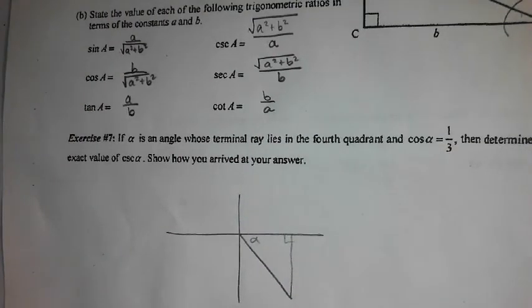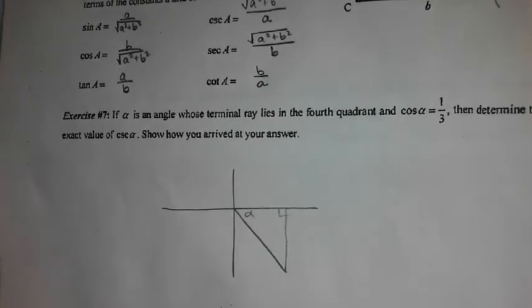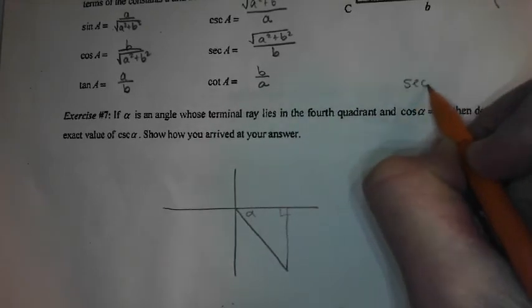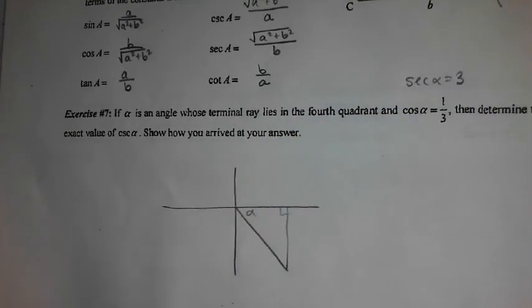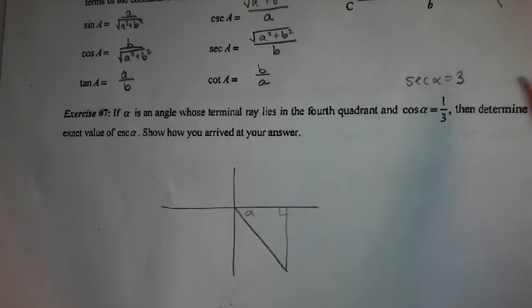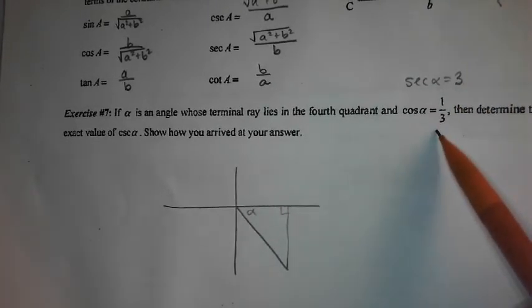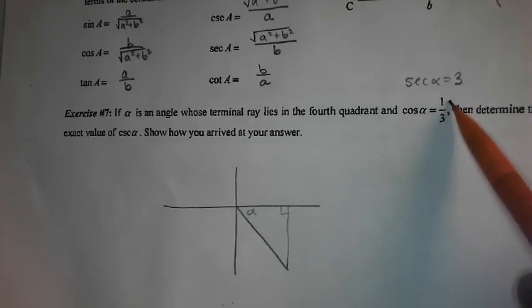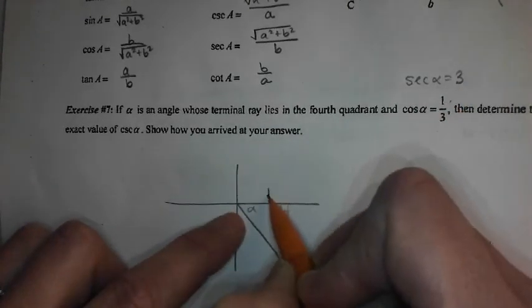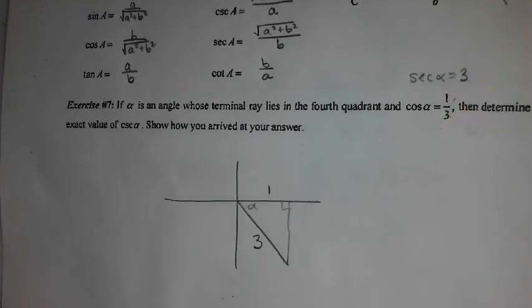The cosine is 1 over 3. We're actually pretty lucky that they gave us the cosine, because they could also tell you that the secant is 3. And that would have made this a little bit more challenging. Because if they told you the secant was 3, then you would have had to realize that the cosine is 1/3, and then you could label your adjacent 1 over your hypotenuse 3.